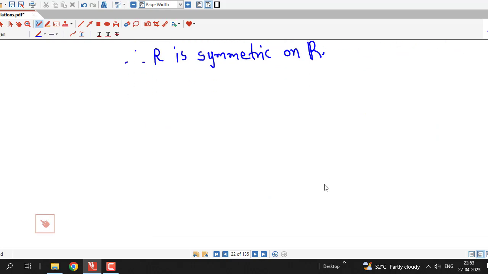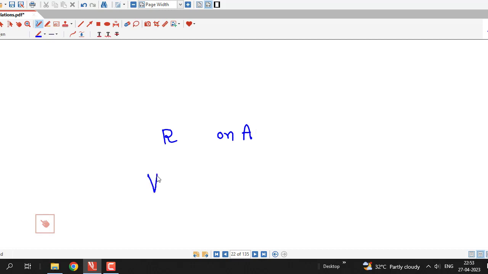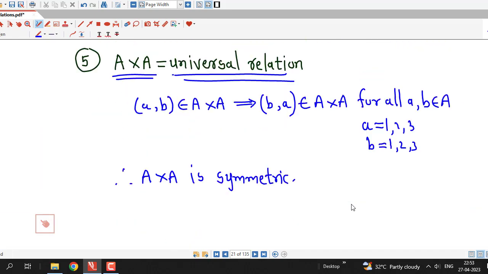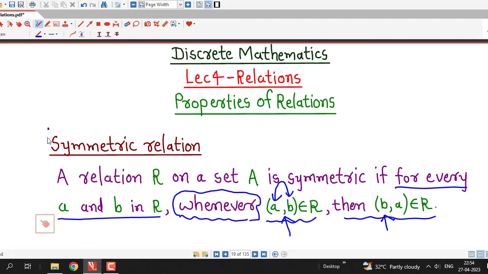So this is also an easy property of relations. We should remember this definition that a relation R on a set A is said to be symmetric if for all a, b in the given set, whenever (a, b) belongs to R, we must have (b, a) belongs to R. And if we want to prove that a given relation is not symmetric, then we have to find at least two values in the given set A for which (a, b) is present in R but (b, a) is not present in R. So this is the definition of a symmetric relation, and we have discussed several examples of symmetric as well as not symmetric relations to understand this definition.